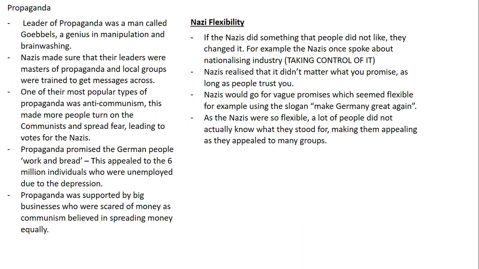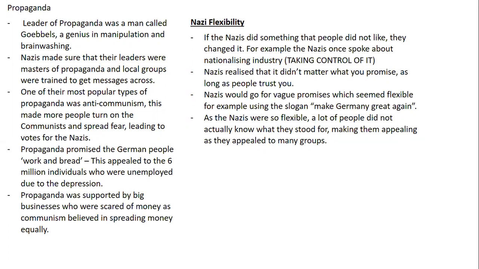And it wasn't just based on the speech and charisma of Adolf Hitler. One of the most popular types of propaganda was anti-communism. And the reason for this, very simply, is because the Nazis realized that they needed to win the working class over, and they needed to turn people against the communists to be able to be successful. So this would lead to more votes for the Nazis in the long run. By using anti-communist propaganda, they try and change the attitudes of the working class.